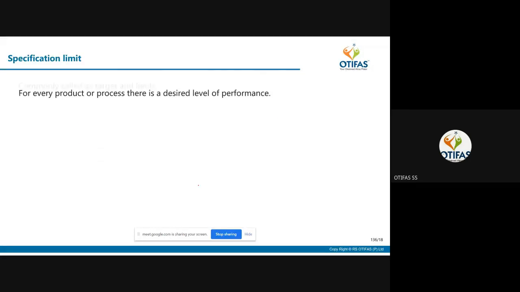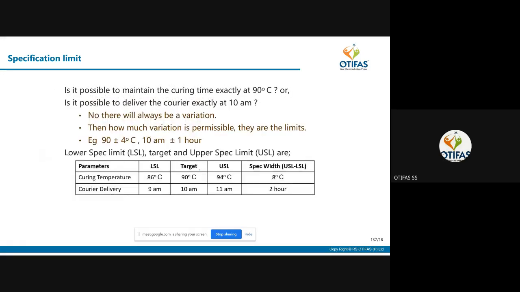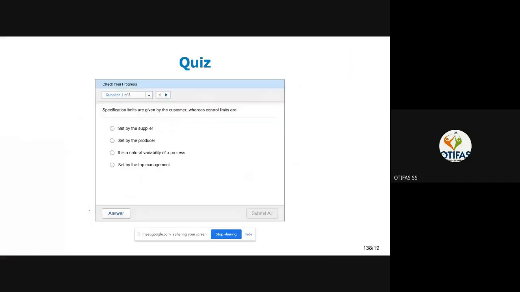Okay. Now, specification limits, as I have explained, are given by the customer. For example, you may want something within a temperature of 90 plus minus 4 degrees centigrade. Or you want a courier delivered between 9 a.m. and 10 a.m., or 9 a.m. to 11 a.m. You can say it is to be delivered tomorrow to Mumbai between 1 p.m. and 2 p.m. I can give the specification. Specification limits are given by the customer.